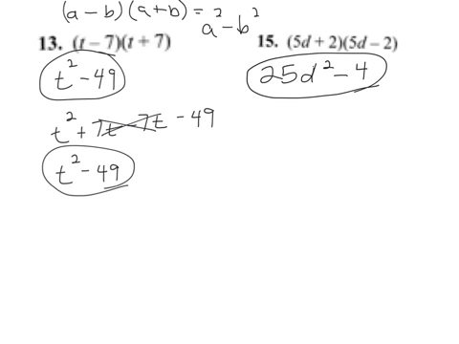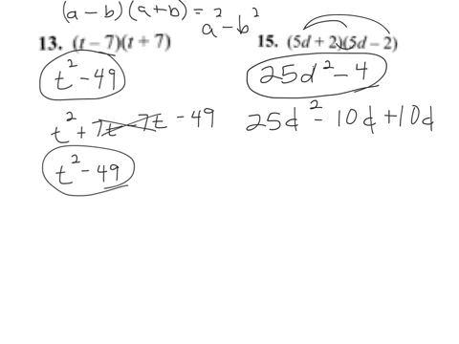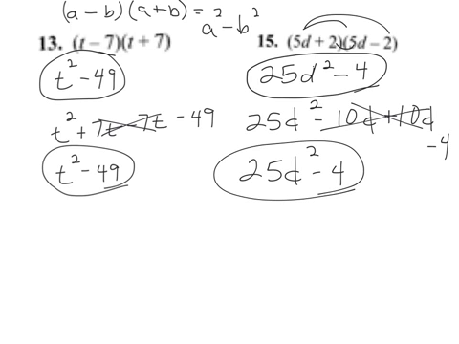If you can't, then you would have to FOIL it, which would give you 25d squared. Outer would give you negative 10d. Inner would give you positive 10d. And last would give you minus 4. The negative 10d and the positive 10d would go away, and you'd get 25d squared minus 4. So either way, you get the same answer. It just depends on how much work you want to put in.